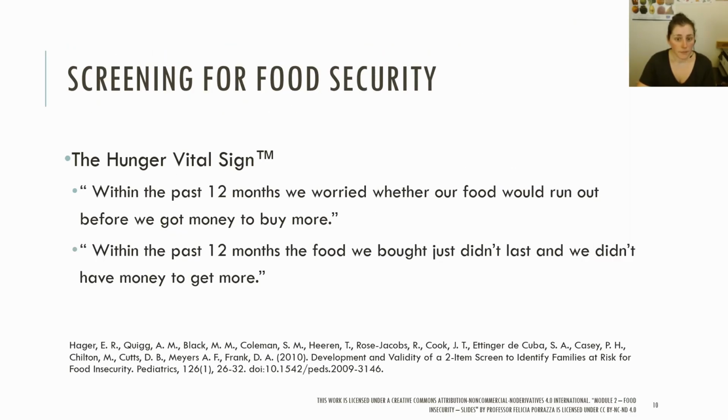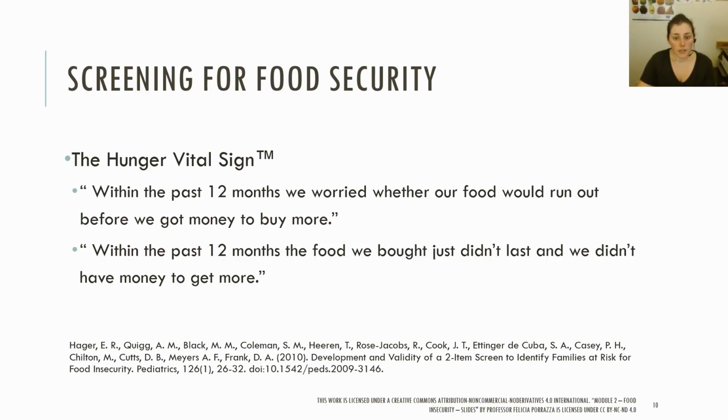In 2010, doctors Aaron Hagar and Ann Quigg and the Children's Health Watch team developed the Hunger Vital Sign, a validated 2-question food insecurity screening tool based on the U.S. Household Food Security Survey model to identify households at risk of food insecurity.